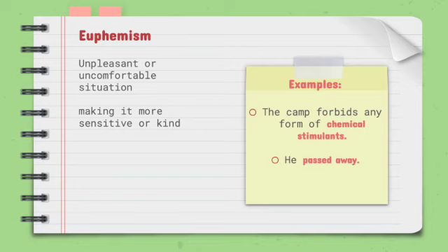The next example says, "He passed away." This simply means that he died, but is a more kind and sensitive way of saying he died, because it is a sensitive situation and you would not want to offend anyone.